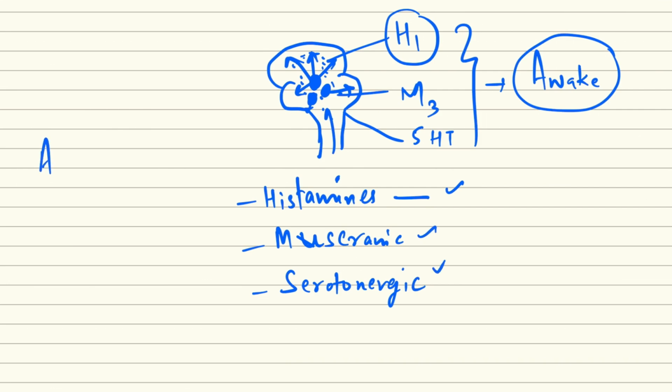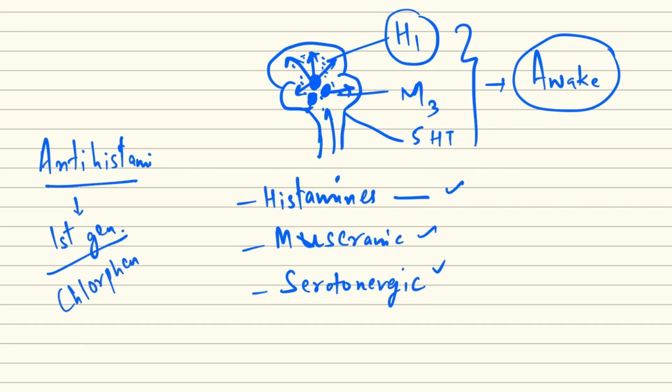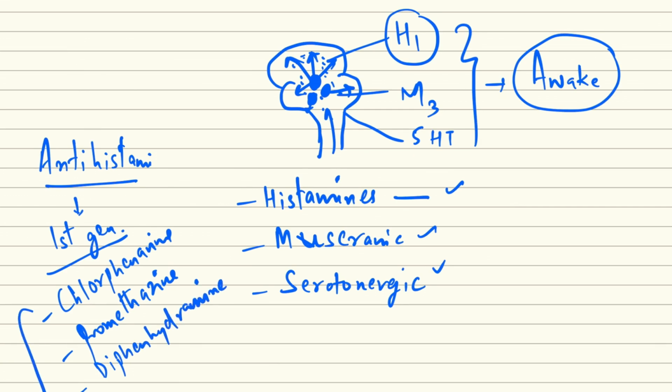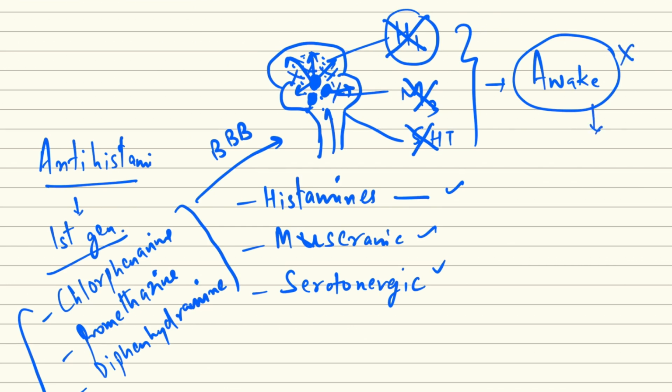So what do the antihistamines do? Especially the first generation antihistamines, drugs like chlorpheniramine, promethazine, and even diphenhydramine. These are fat soluble, and they easily cross the blood brain barrier and enter the central nervous system and block these histaminic receptors. In addition, they also block the muscarinic receptors and serotonergic receptors, as a result of which these excitatory impulses are no more generated, the patient will no more remain awake, and the patient becomes sedated.